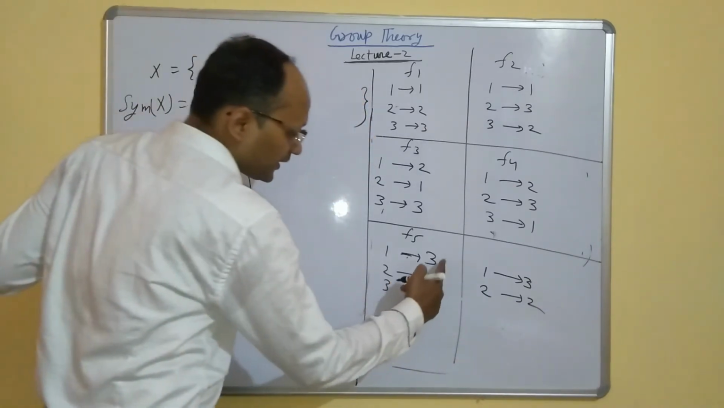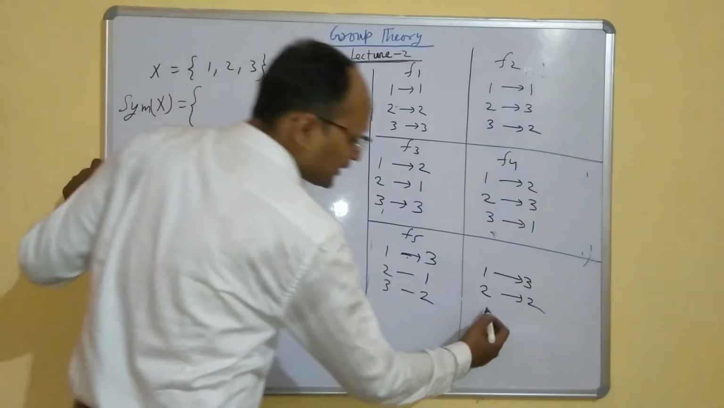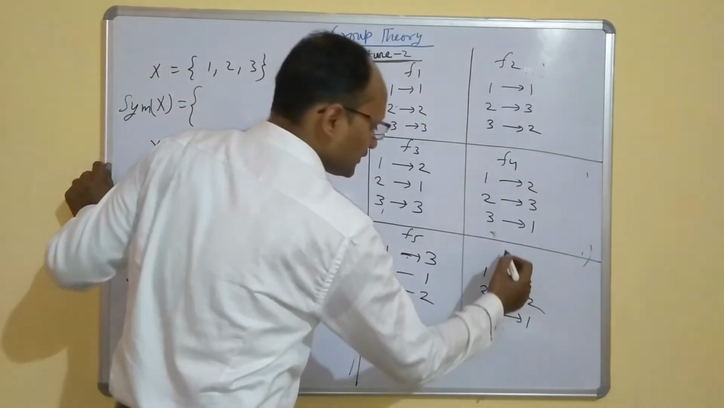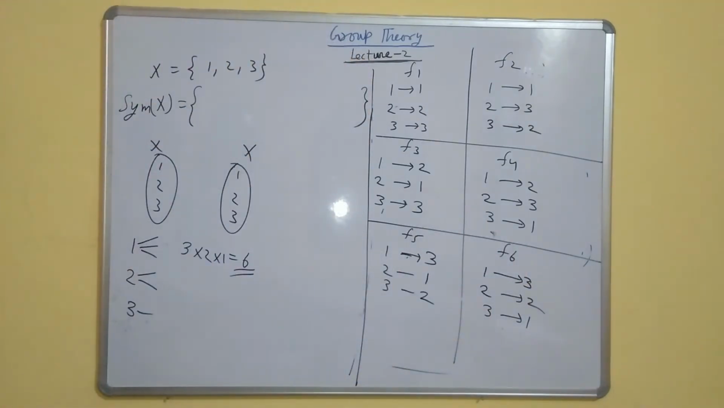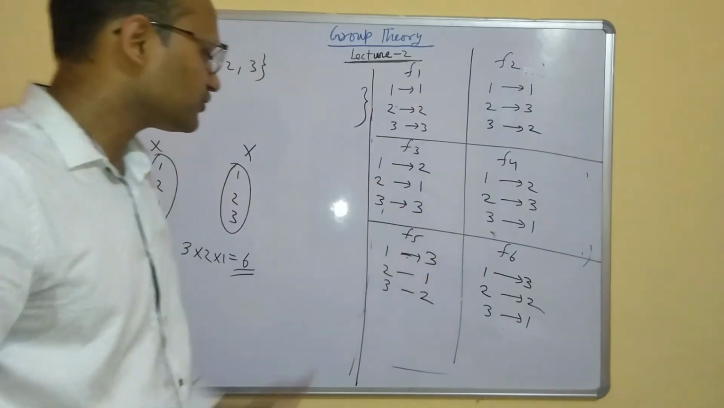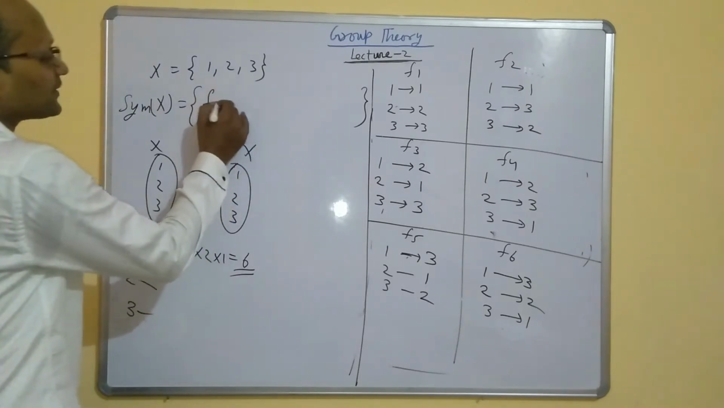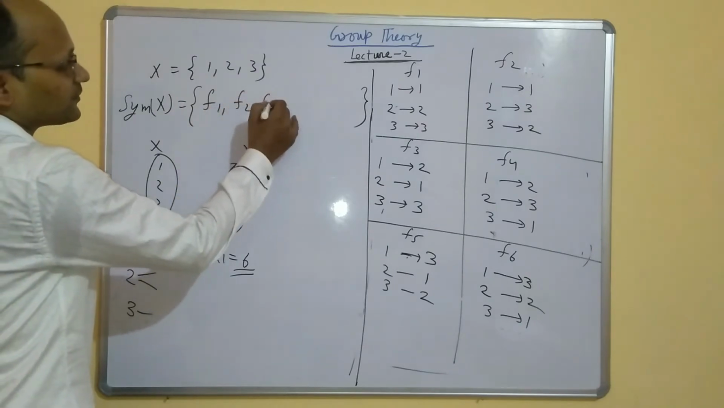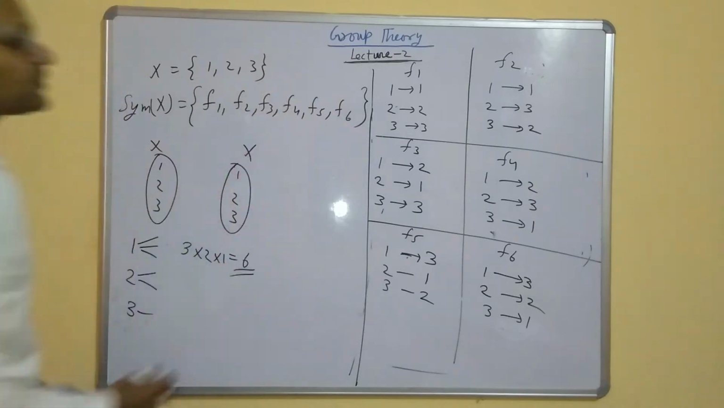So 2 is going to 1 and 1 is going to 3, then 3 has only one choice, 3 is going to 2. And similarly here 3 has only one choice, 3 can go to 1. So these are the 6 elements. And now there are no more choices because we have taken all the choices. 1 can either go to 1, 1 can go to 2 and 1 can go to 3. And there are no more choices for the images of 1, so no more maps are possible. So these F1, F2, F3, F4, F5, F6 are the 6 maps.